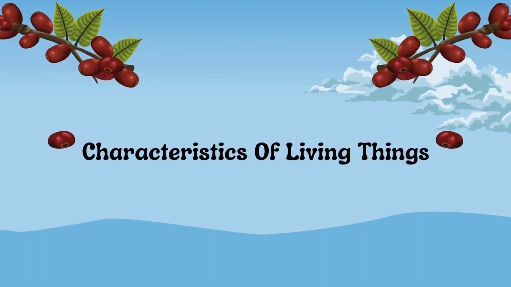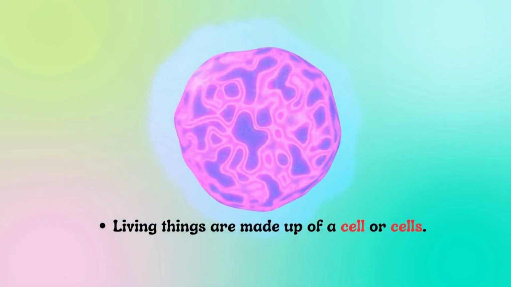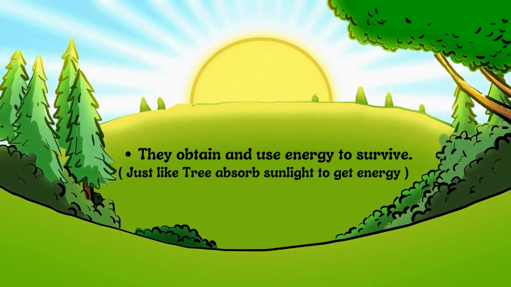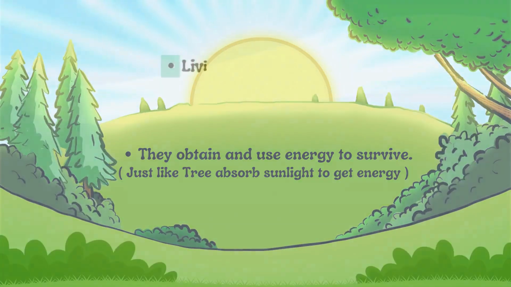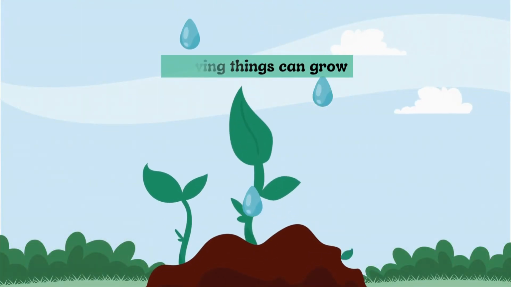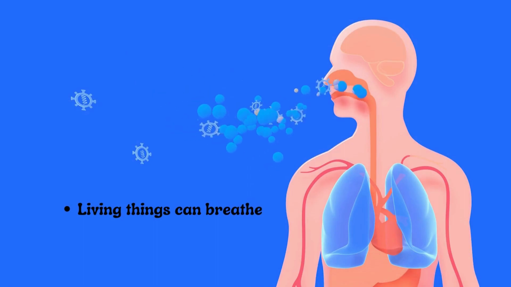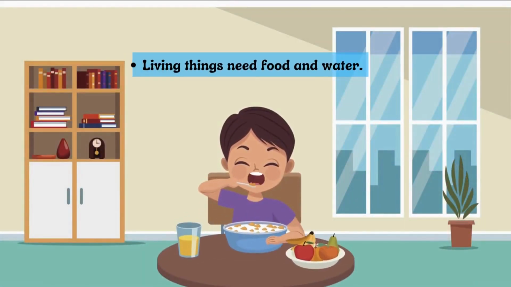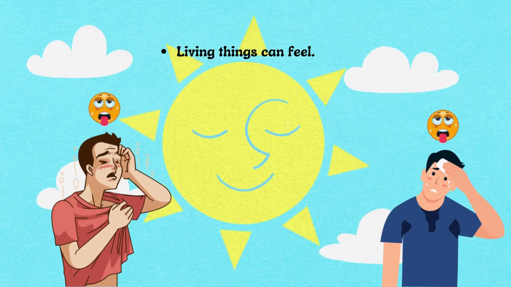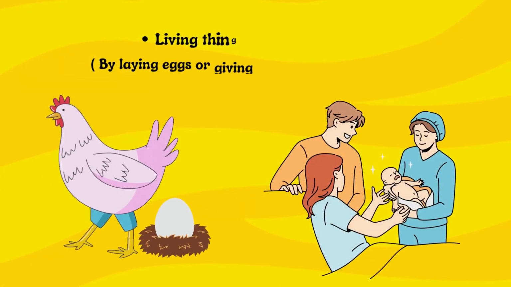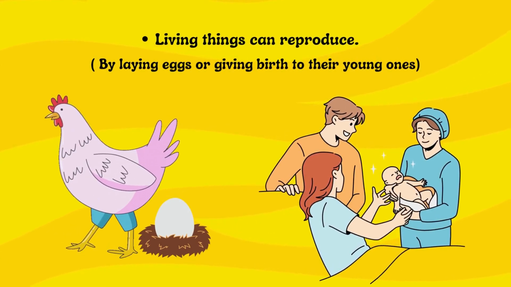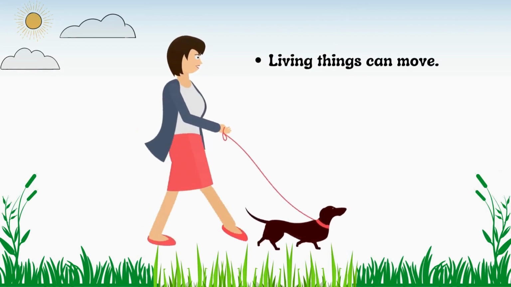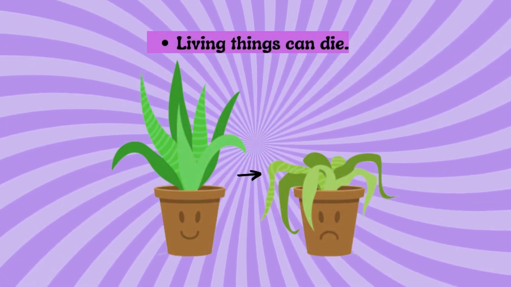Characteristics of living things. Living things are made up of a cell or cells. They obtain and use energy to survive. Living things can grow. Living things can breathe. Living things need food and water. Living things can feel. Living things can reproduce by laying eggs or giving birth to their young ones. Living things can move. Living things can die.